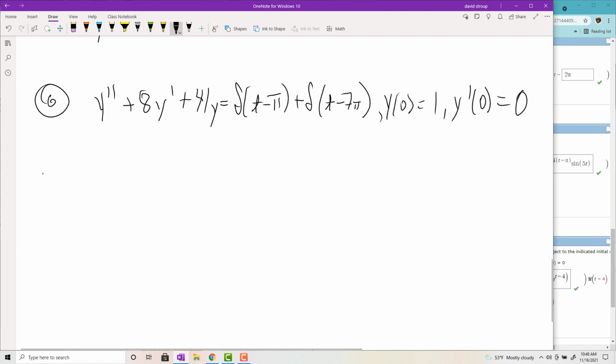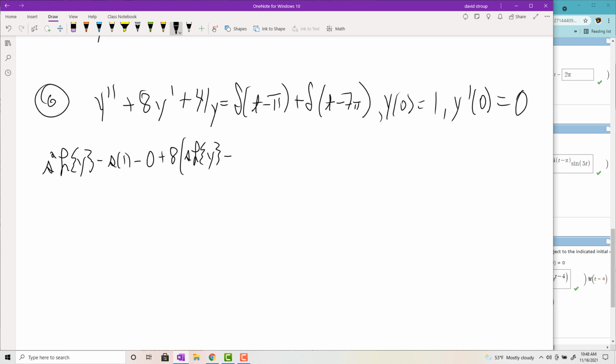Okay, so the first guy, the Laplace of a derivative, s squared Laplace y minus s times y of 0, which is 1, minus y prime of 0, which is 0, plus 8 times s Laplace of y minus 1, and then plus 41 Laplace of y. The mistake I made was right here. I didn't put those guys both in parentheses, so I ended up not distributing the 8. And I just could not figure out for the life of me what I had done wrong.